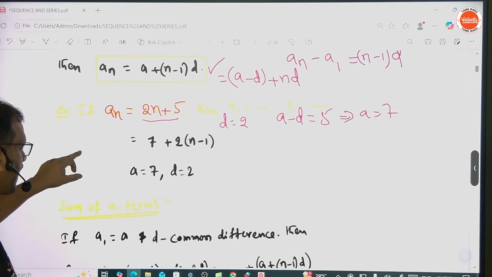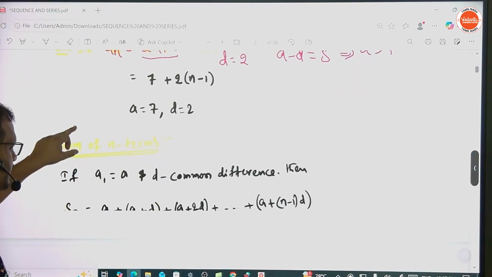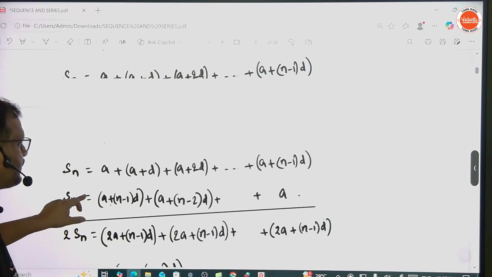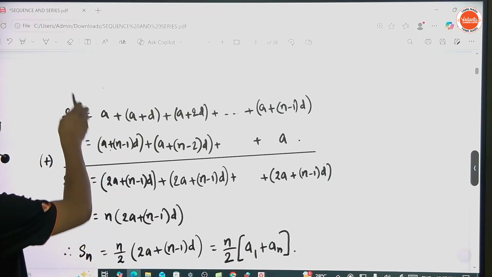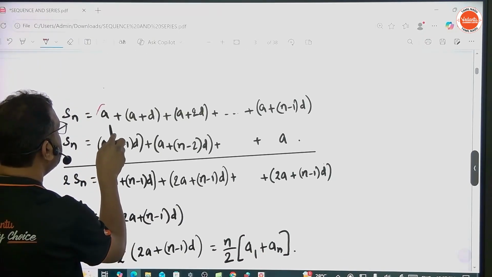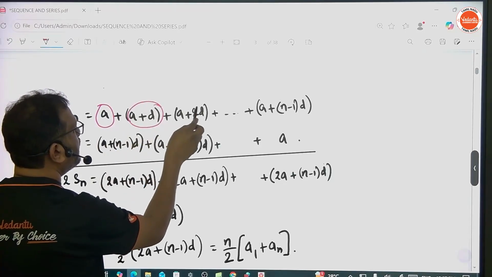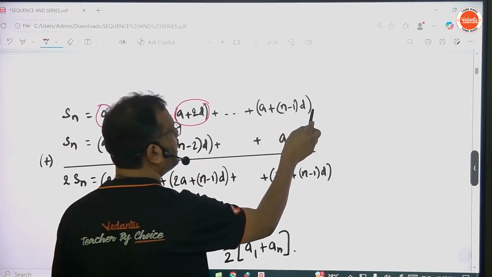So how can we add all those terms? See here. I will tell you a very simple and basic rule. These are the terms we have: the first term, second term, third term, and the nth term.